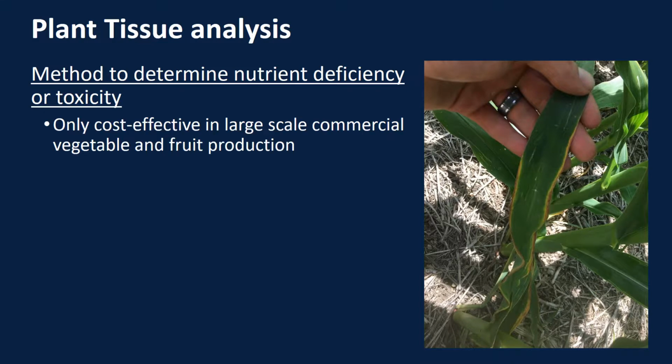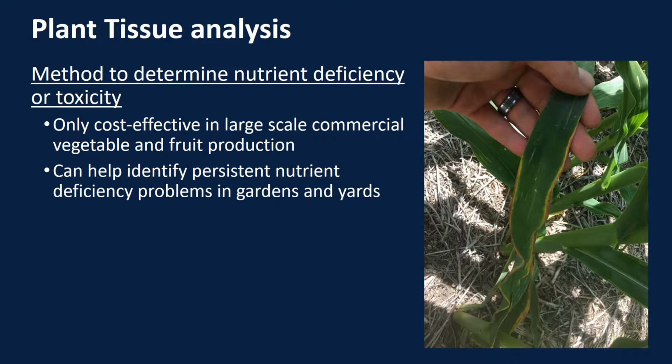Remember, nitrogen is that yellowing at the bottom of the plant. Sulfur is kind of yellowing or striping at the top of the top leaves. So also we may want to analyze our plant tissue to see what nutrients may be missing or not in sufficient amounts. A lot of the times tissue analysis is only really cost effective in high scale commercial production or fruit production, but it can also be used if you just have a persistent problem in your yard, in your garden, your trees, and you're just not sure.